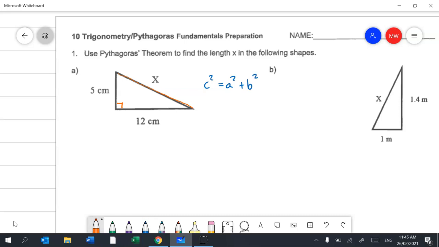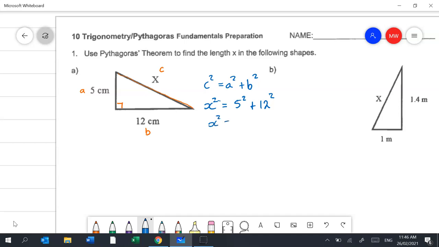It's important to understand that the hypotenuse is always c, and that either other side can be a or b, they can be interchanged. And all we do now is we just substitute the values in. So if c is now x squared, and we'll sub in 5 squared plus 12 squared.